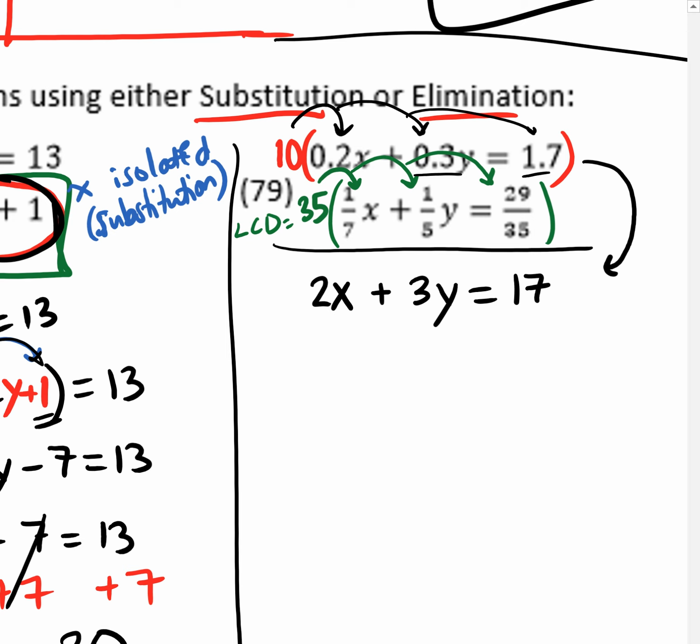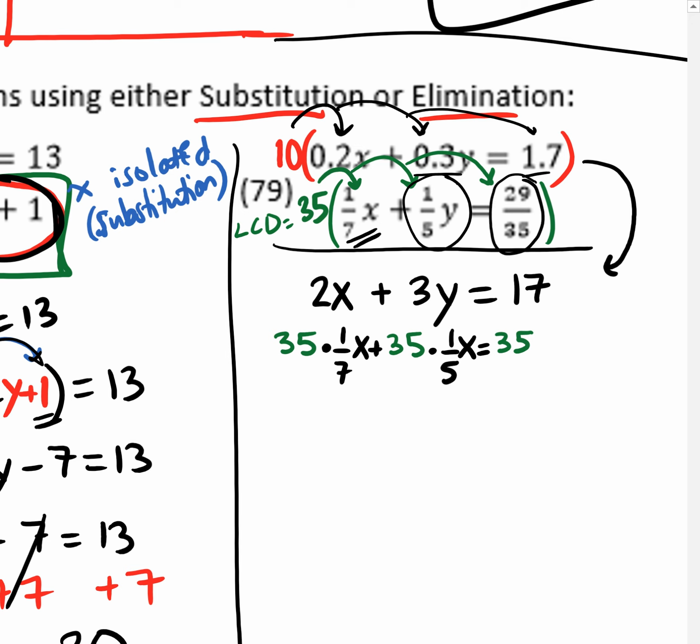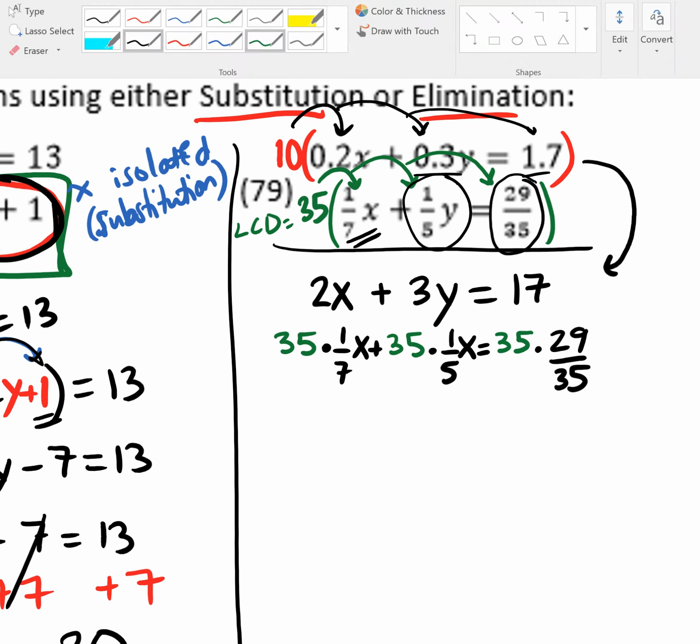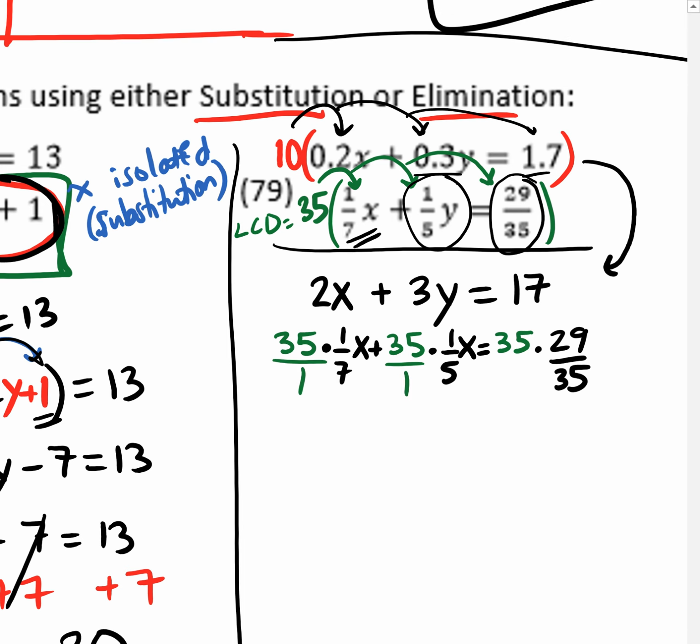Okay, maybe I'll be careful. If you can see how it reduces right now, that's good, and you can skip ahead. But just in case there's someone who wants to be really careful and doesn't want to skip steps, that's good. So first I'm doing 35 times 1/7 x. I'm just going to write that and see how it reduces later. And then 35 times 1/5 y. And then lastly, 35 times 29/35. Each of those 35s I'm going to put over 1 to see what reduces.